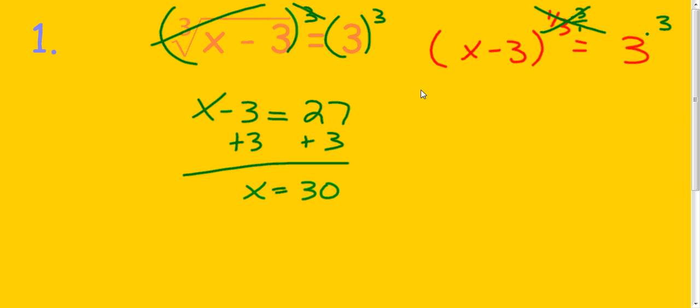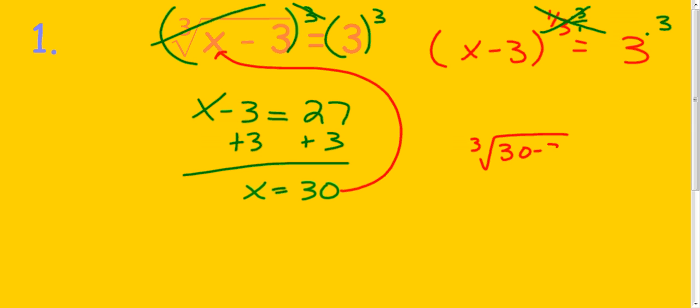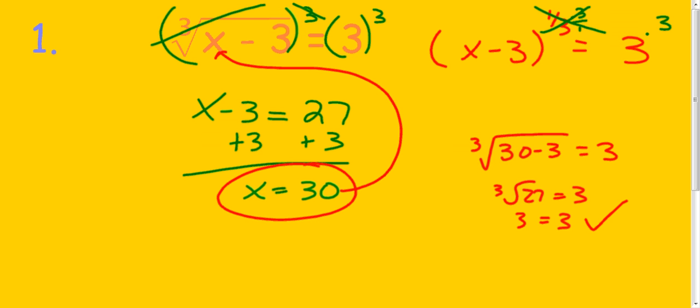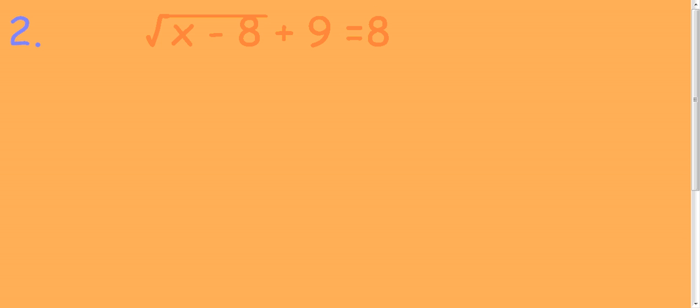Now, before you know that it's a solution, you really do have to check it. So I am going to plug this 30 back into my original problem and check it. So my question is, is the cube root of 30 minus 3 equal to 3? Well, 30 minus 3 is 27, and the cube root of 27 is 3, and so, ta-da, it checks, and x equals 30 really and truly is a solution.